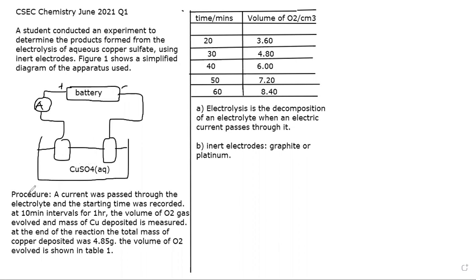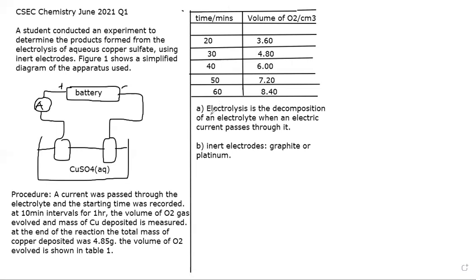So the question went on by giving us the procedure. It says a current was passed through the electrolyte and the starting time was recorded at 10-minute intervals for an hour. The volume of oxygen evolved and the mass of copper deposited is measured. At the end of the reaction, the total mass of copper was 4.85 grams. The volume of oxygen evolved is shown in table 1. So they gave us the table with the time and the volume of oxygen that was produced.